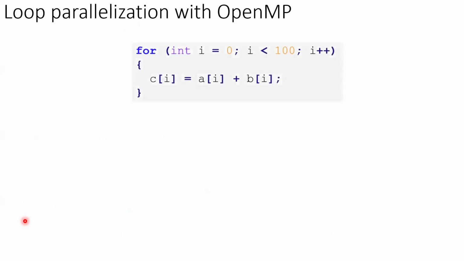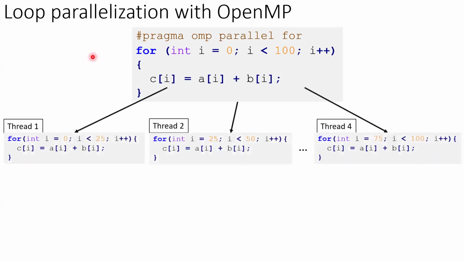First, loop parallelization with OpenMP. If we have a loop like this, we can make it multi-threaded by adding one single line above it: pragma omp parallel for, with four threads. This will split the loop into 0 to 25, 25 to 50, 50 to 75, and 75 to 100, as continuous chunks. By the way, does anyone know why they are continuous chunks?